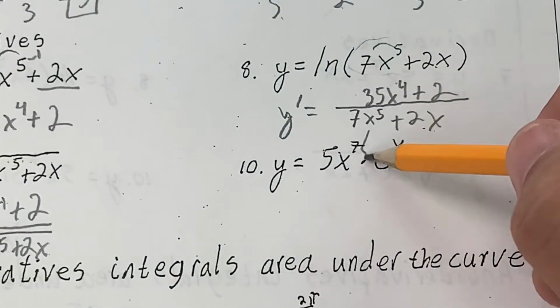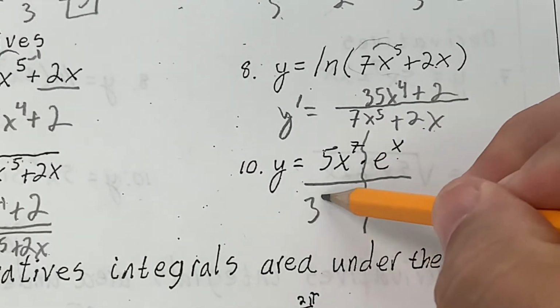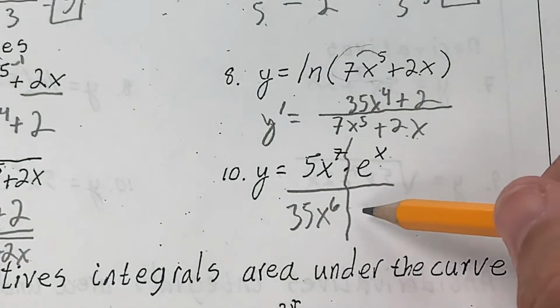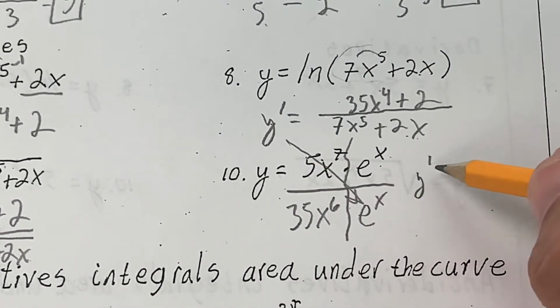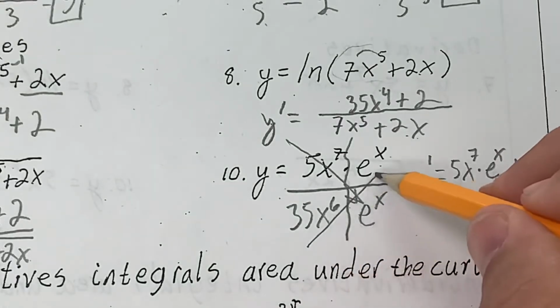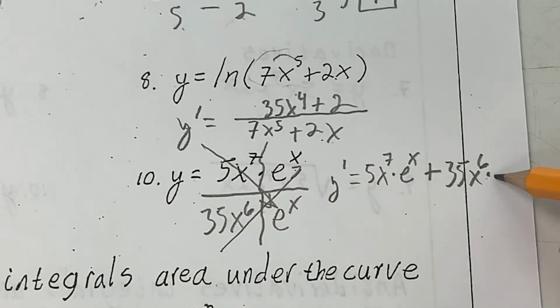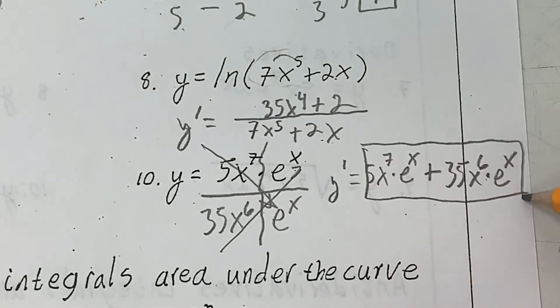Product rule. Crack it down the middle like an egg. Make a T-chart. The derivative of 5x to the 7th is 35x to the 6th. This is strange: the derivative of e to the x is e to the x. Crisscross applesauce. So that's going to give me y prime equals 5x to the 7th times e to the x plus, crisscross applesauce, 35x to the 6th times e to the x. Not easy, but not that difficult.